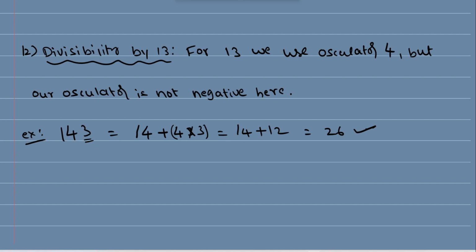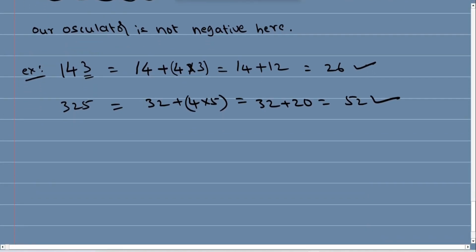Okay, let's take one more example. 325. Okay, 32 plus 4 times the 5. Here it is 32 plus 20, that is 52. 52 is also divisible by 13. Okay, like that we will go.